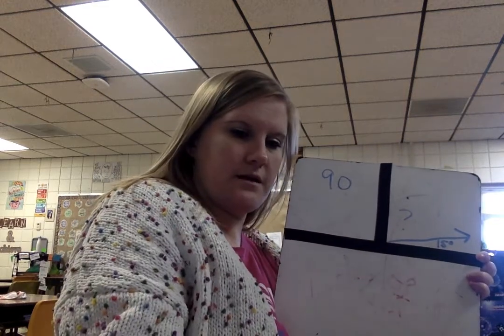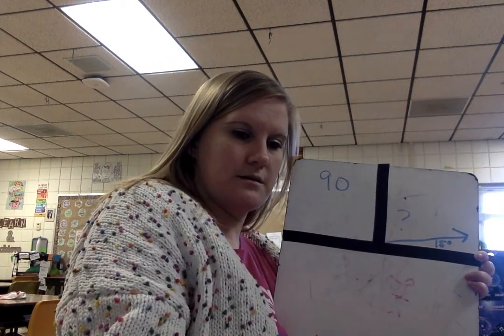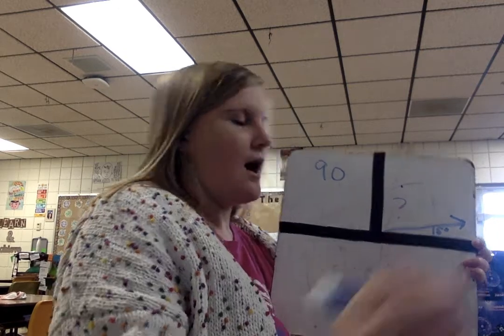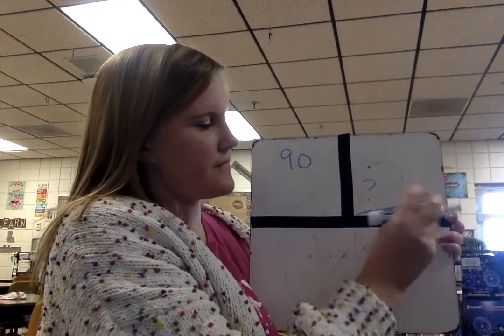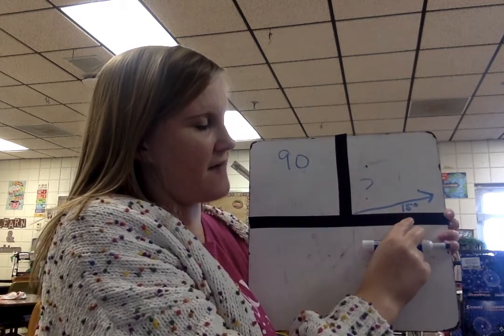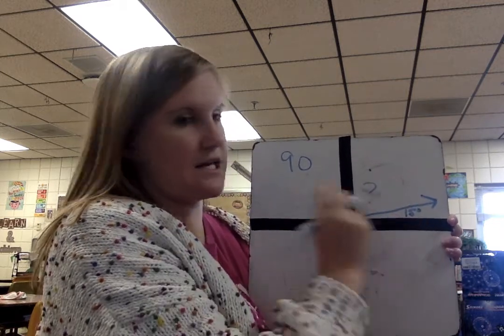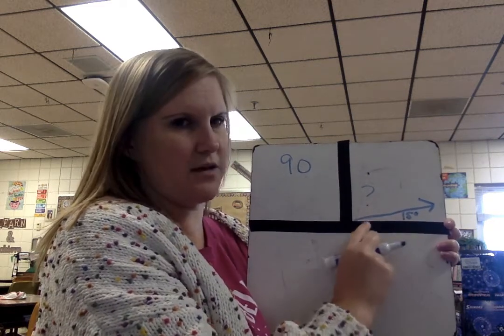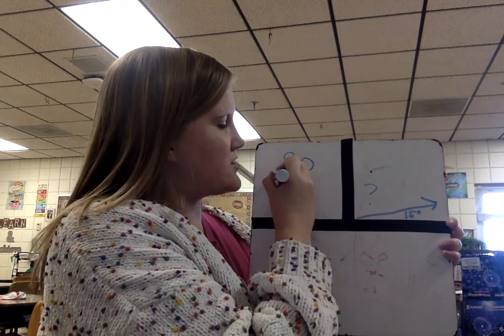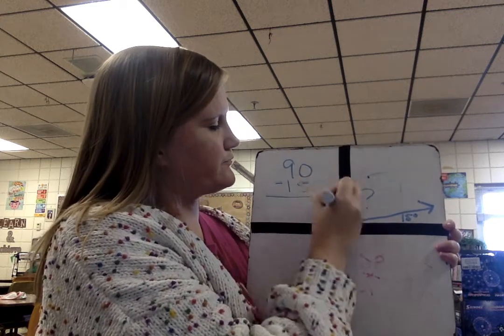All right, so I know the whole thing is 90. Let me write that down. I know the whole thing is 90. Part of it's 15. So I know that I have to add something to 15 to get to 90. Now if I do 90 plus 15, that's going to give me an obtuse angle, and this is a small angle. So you're actually going to subtract.